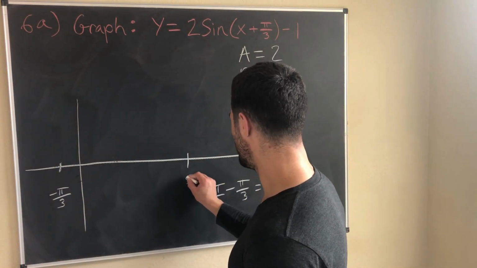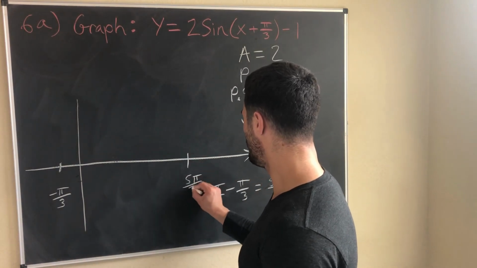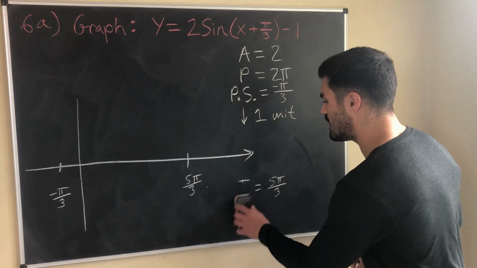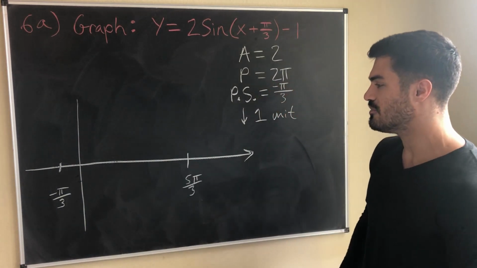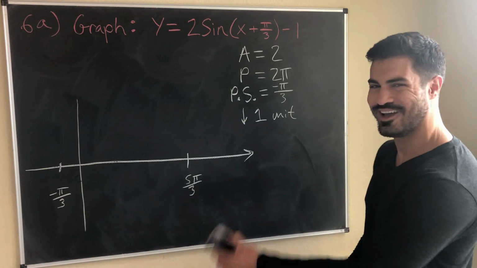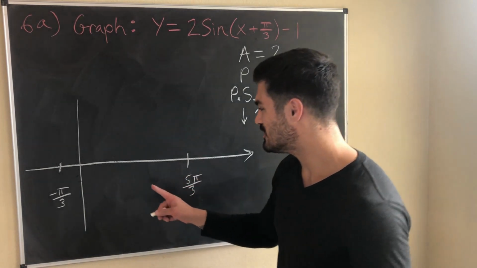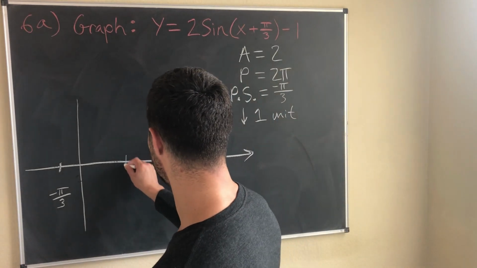Some quick maths here. 5 pi over 3. So let me erase this stuff out of the way. So I have my first point and my last point, so I need to get my middle point here, the midpoint.